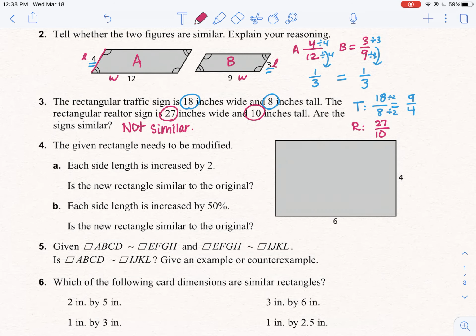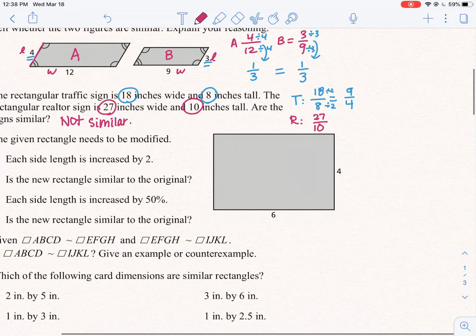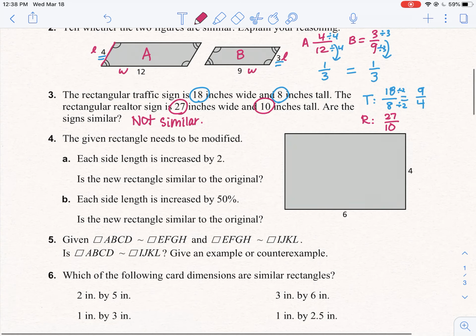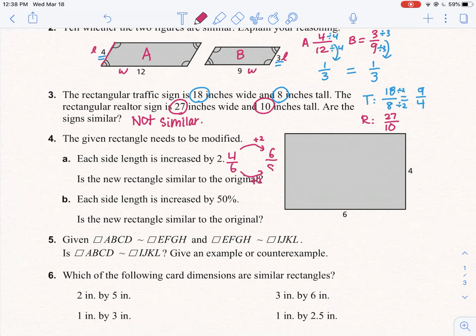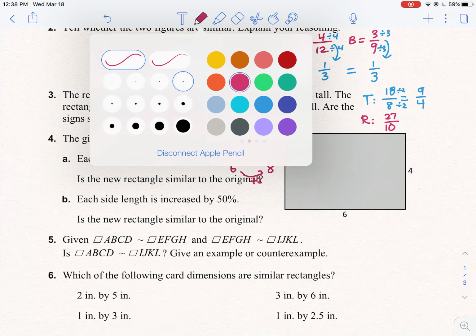Number 4, the given rectangle needs to be modified. Okay, for A, each side length is increased by 2. So first we have 4 over 6 as the original, and I'm just going to put it like that. And then I have increased by 2, so I'm going to just add 2 for this one, which gives me 6. Add 2 gives me 8.